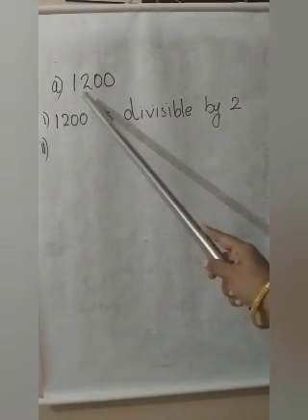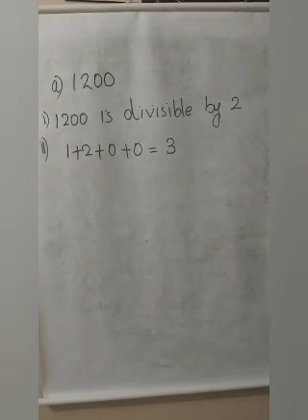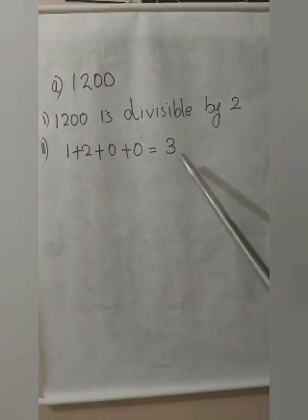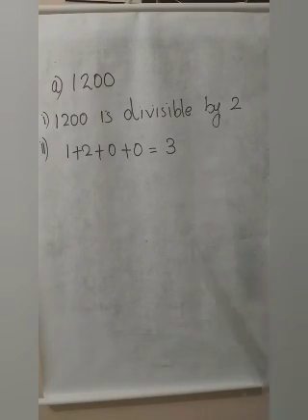Given number is 1200. So the divisibility rule of 3 is we are going to add all the digits in the given number. If you are getting the sum a multiple of 3, then the given number is divisible by 3. So let us find the sum of the digits. What did we get as the sum? We got the sum 3. So we can say this number is divisible by 3. If you are getting the sum a multiple of 3, then we can say that number is divisible by 3. We are getting 3. 3 is a multiple of 3.